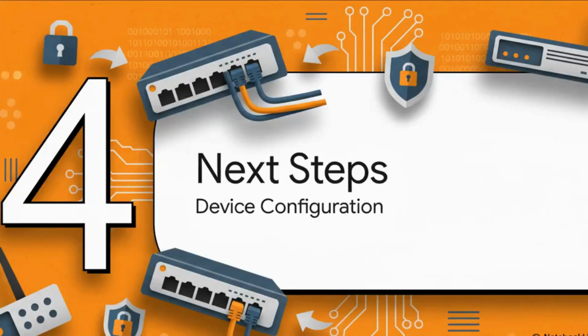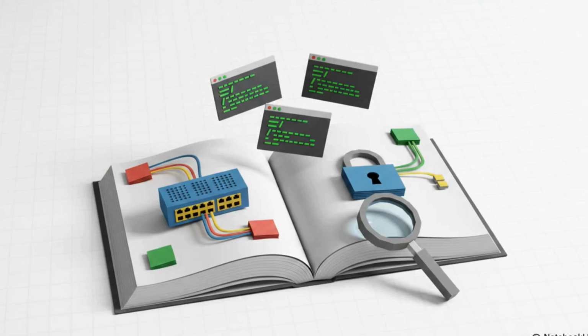Now that you've got the theory down, let's look at next steps, device configuration. To actually put this into practice on your own networking hardware, you should absolutely check out the Cisco Port Security tutorial or the networklessons.com configuration guide. They break it all down step by step and provide the exact syntax and command line prompts you're going to need to properly secure your Layer 2 environment.